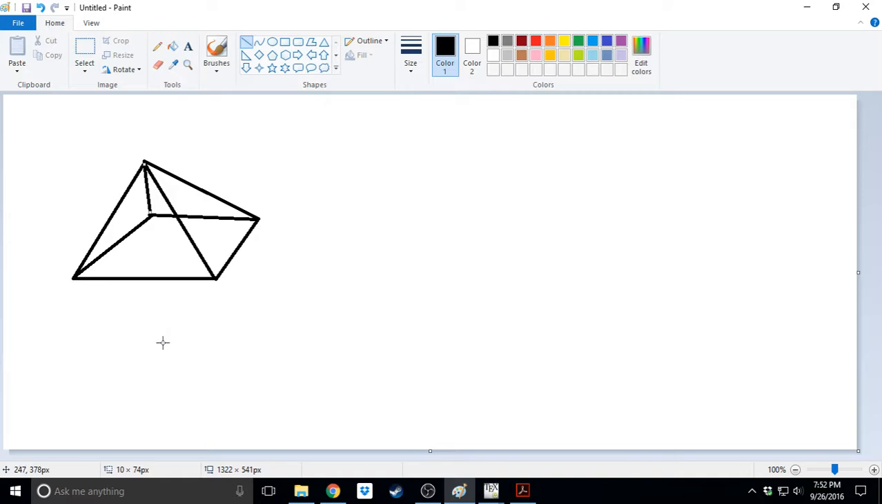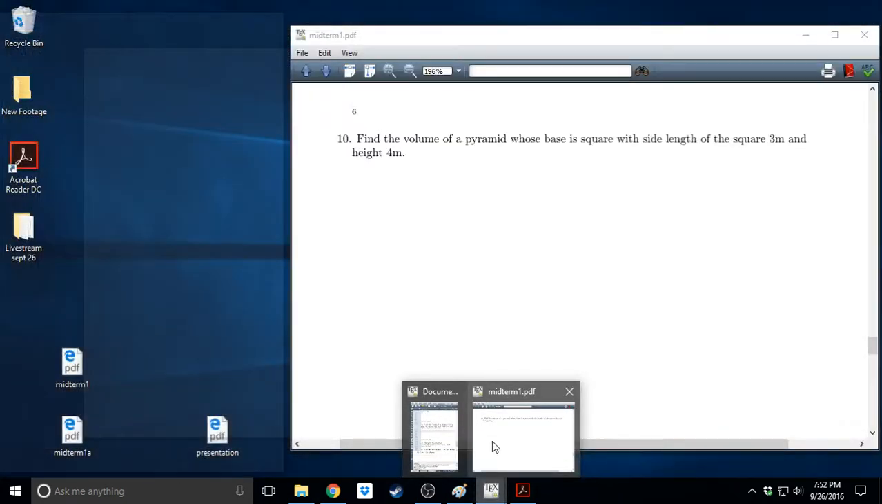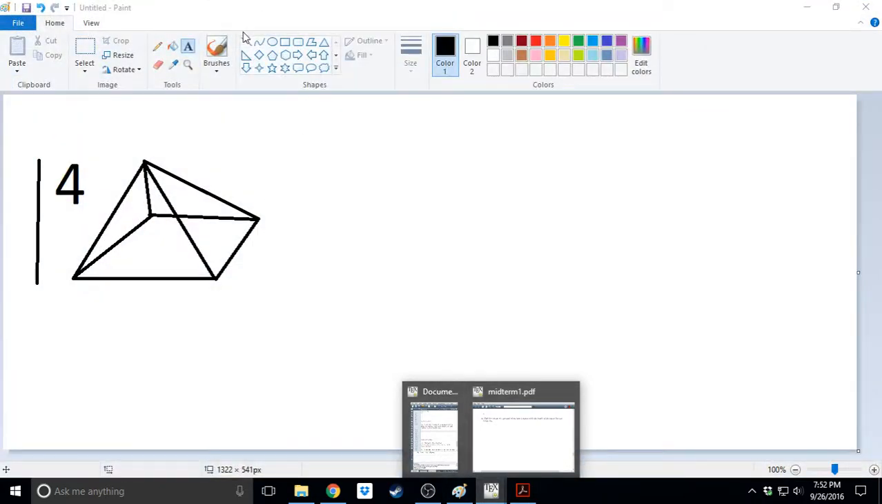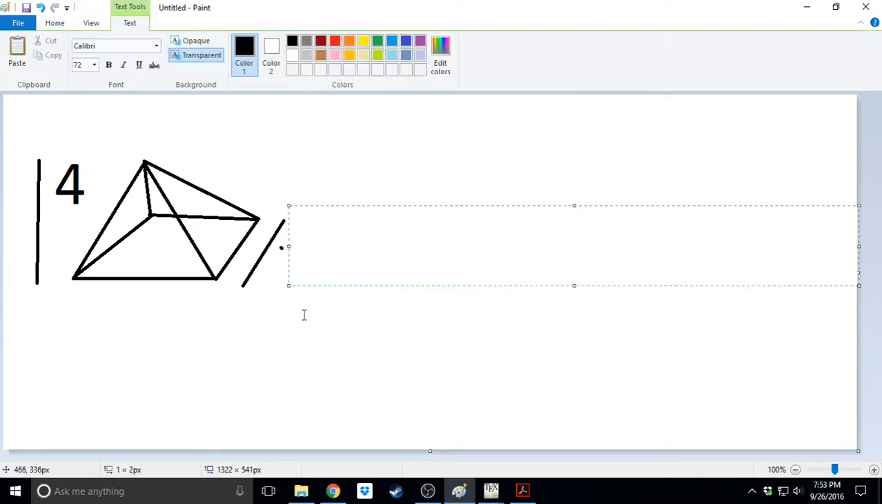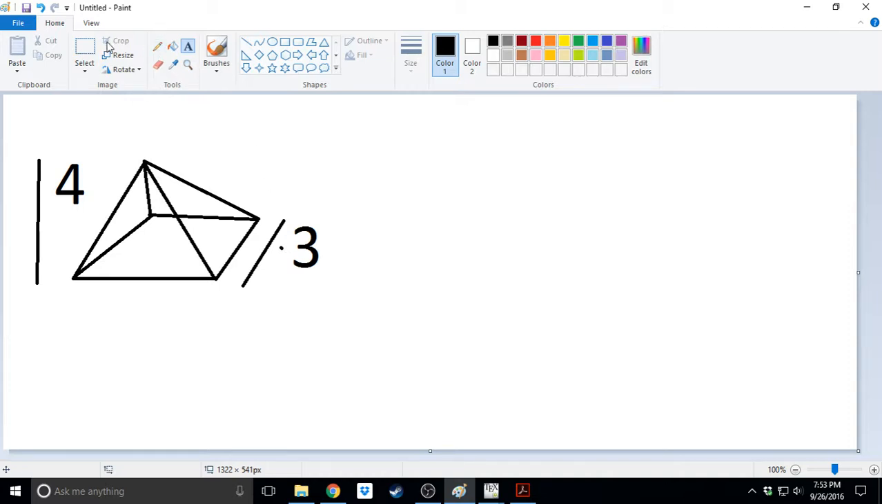Except that it is prettier than that. Okay, so we're told that the pyramid is 4 units tall. We're told that the base is 3 units wide. Side length of the square is 3 meters. Okay, so this distance here is 3 meters.